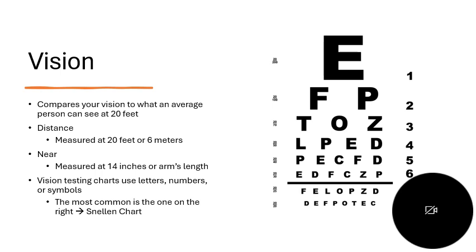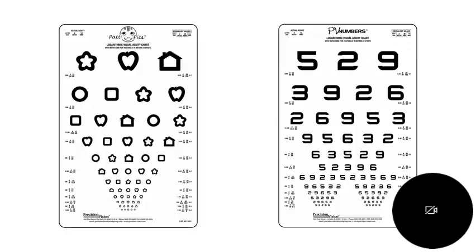If a person cannot read letters, we can also check the vision using numbers or symbols. This is an example of two near cards using something other than letters. The one on the right uses numbers for someone who may not be able to read letters, and the one on the left is for younger children who can recognize symbols but can't read yet.